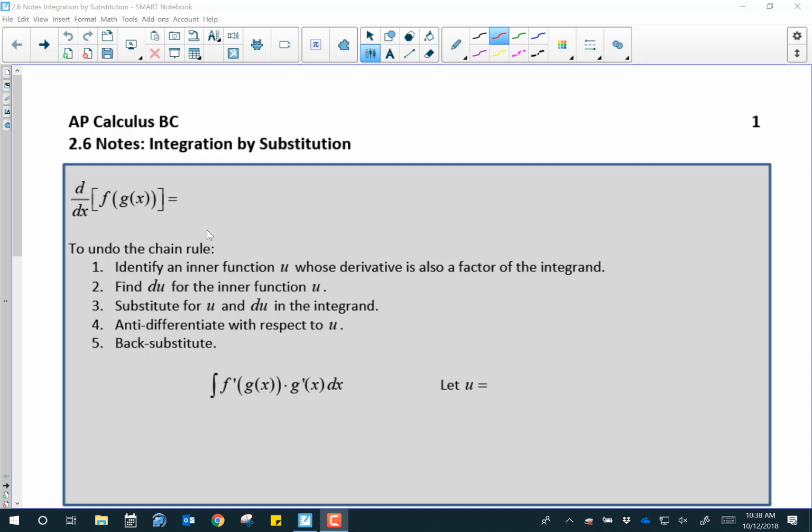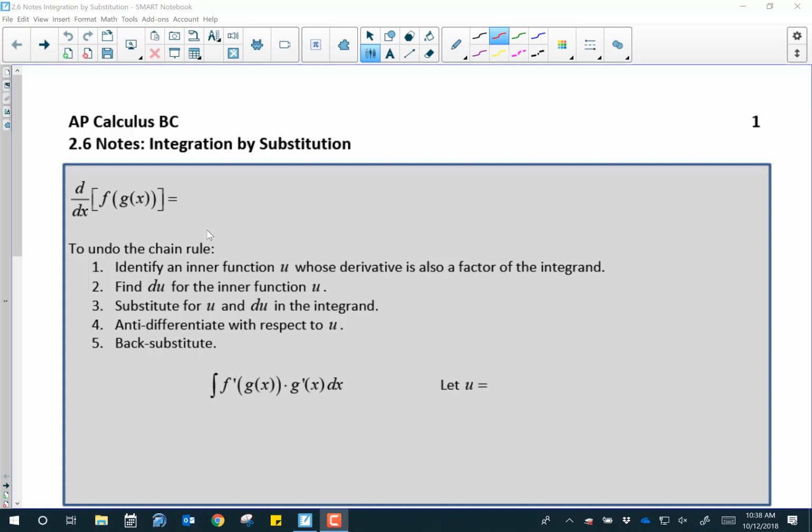Products and quotients are much more difficult, and that's more of a Calculus 2 topic, something that you see in the second semester. That's what we're going to do in the spring, okay? But substitution is typically in a Calc 1, so we cover Calc 1 and 2 in this class. All right, so substitution. So first of all, like I said, it's kind of like undoing of the chain rule.